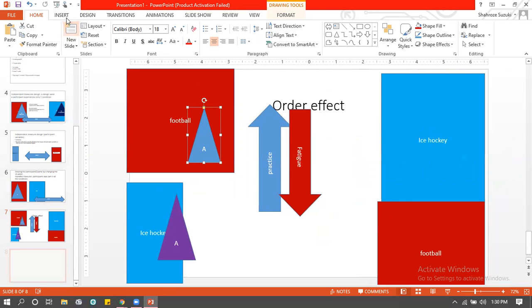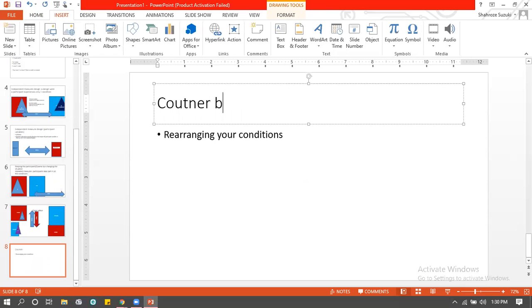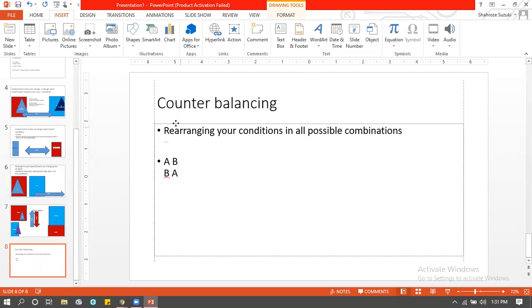So counterbalancing is rearranging your conditions in all possible combinations. Think of it this way: situation A and situation B. You can do A, B, and you can do B, A. Football, ice hockey, ice hockey, football. But counterbalancing also has its limits.